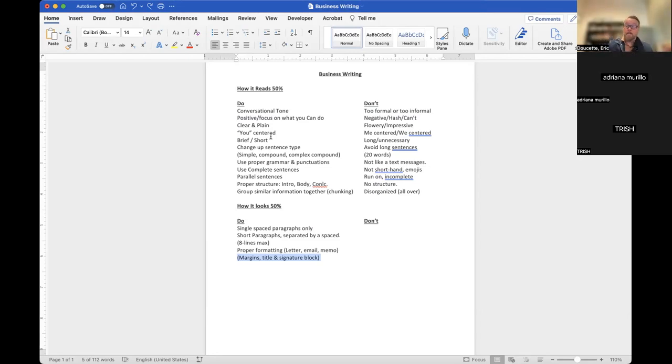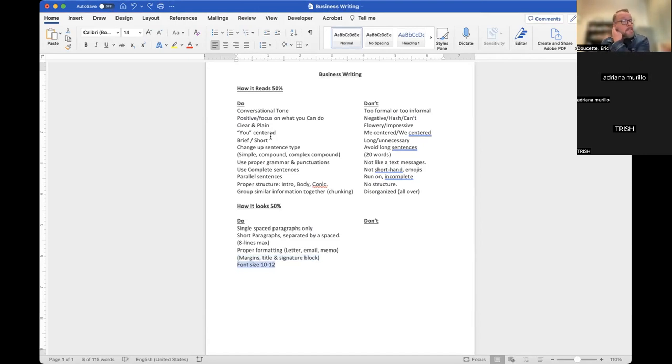And then all documents also have a signature block. In a letter, certain things are required in the signature block. In an email, there's a lot required in the signature block. This is where you put your name, your title, your phone number, all that kind of stuff. On a memo, however, there is no signature block, just the initials of the author, and the author is up at the top in the title block. So make sure you have the proper formatting.